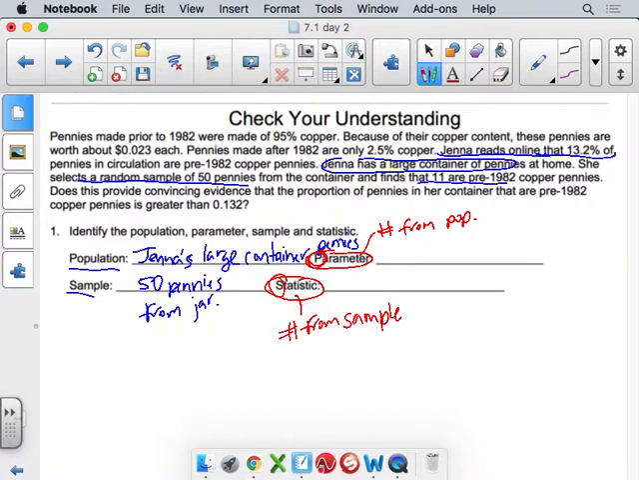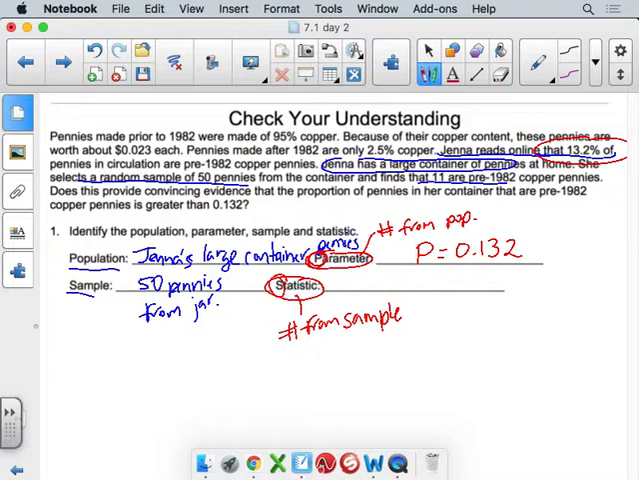So in this case, what's the number we're interested in, that we're looking for from our population? We were comparing that our proportion was 13%. So I'm going to go for the decimal, 0.132. So specifically, P equals 0.132, and P in this case is pennies pre-1982.